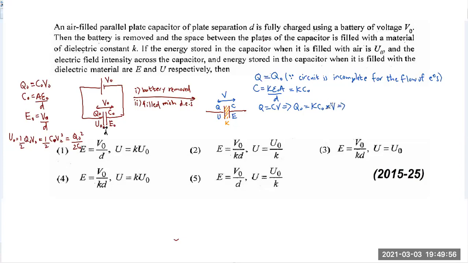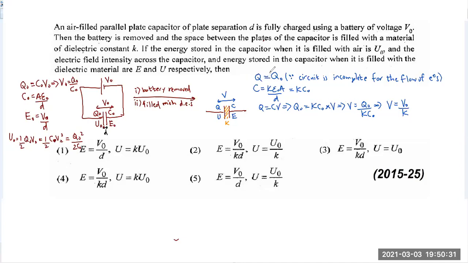And then you can write a new equation for voltage, and that will be given by V equals Q naught over K C naught. And from this equation, you can write V naught is equal to what? Q naught over C naught. V naught is equal to Q naught over C naught. Therefore, Q naught over C naught is V naught. So you can say finally V is equal to V naught divided by K. Hope you all understood that.